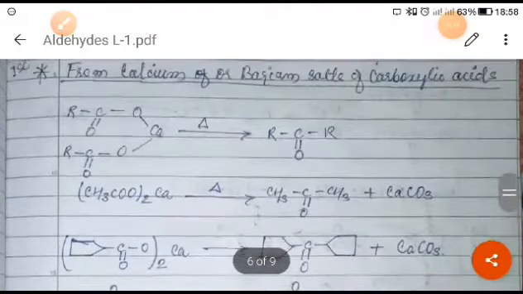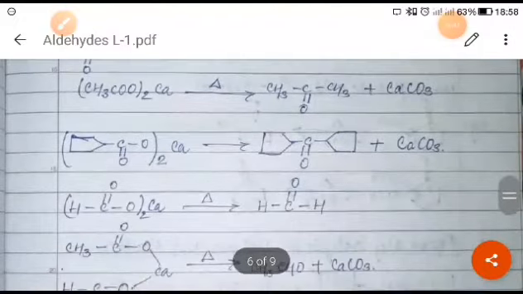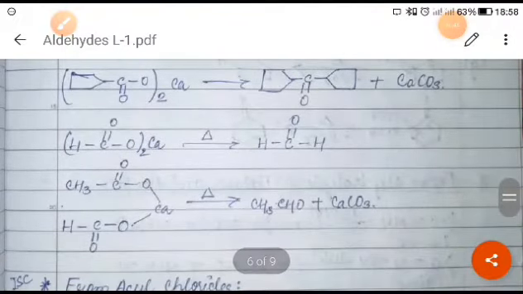So from this method, from calcium or barium salt of carboxylic acid, we can easily make ketones. No reagent is required. Just what we have to do, we have to heat that reaction.